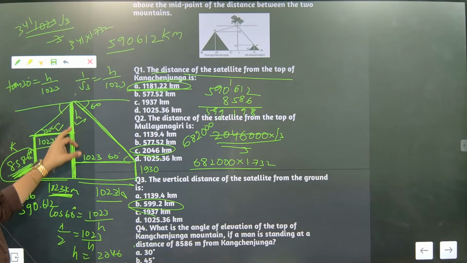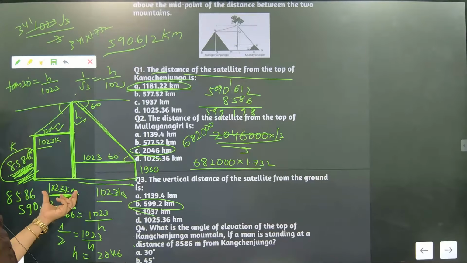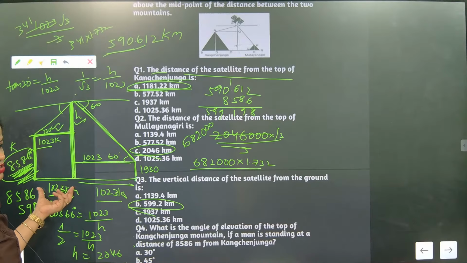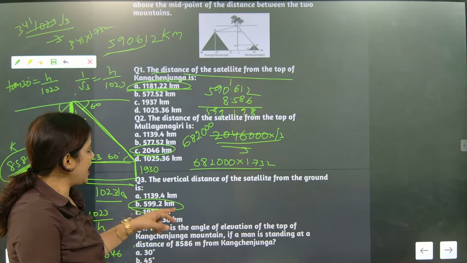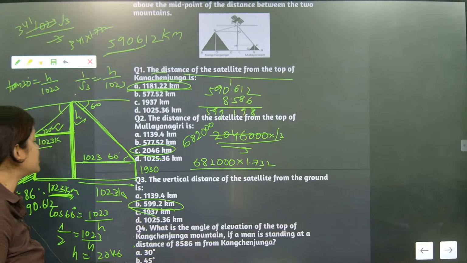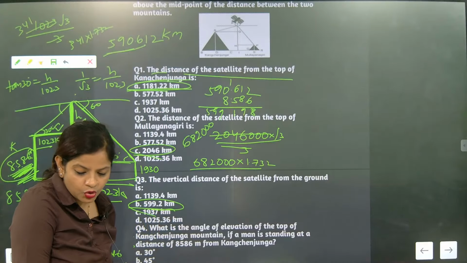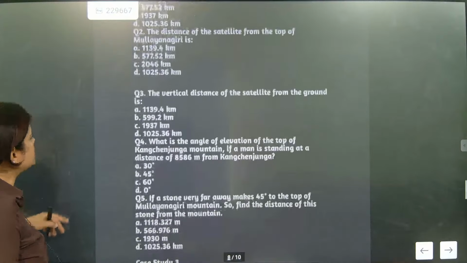And for this, height is coming as how much? 590 kilometer, because we have taken this part as kilometer. So this kilometer part and this kilometer part, added together, how much are you getting? 599.2 kilometer. I hope everybody understood now, beta. It is coming as 599.2 kilometer. Okay, well done, children.